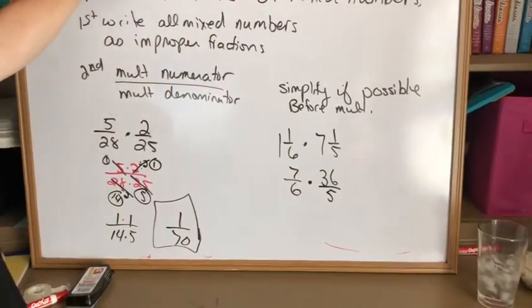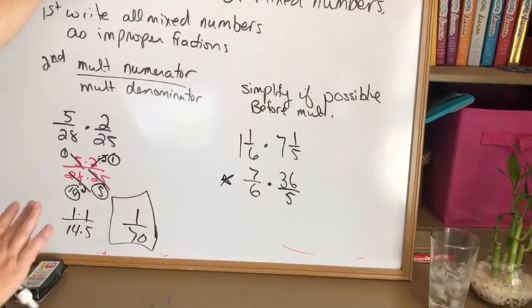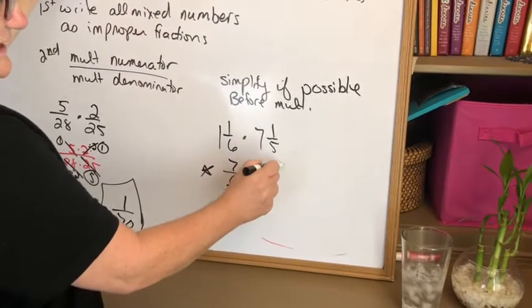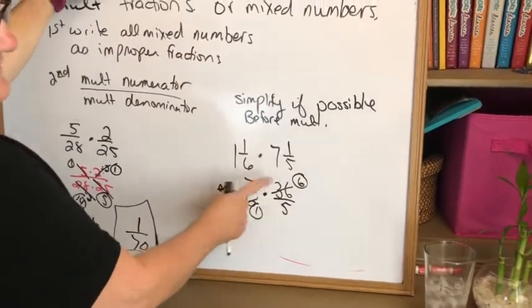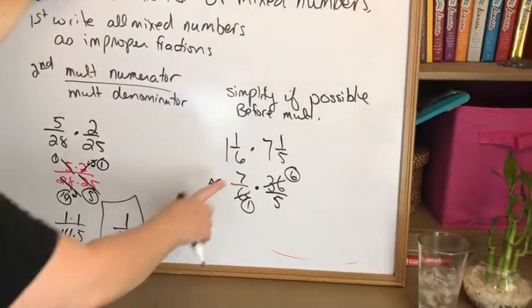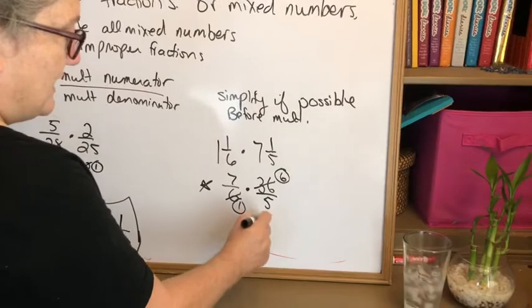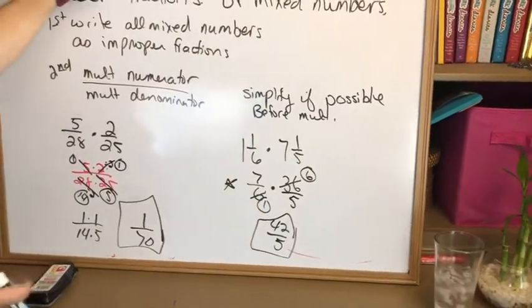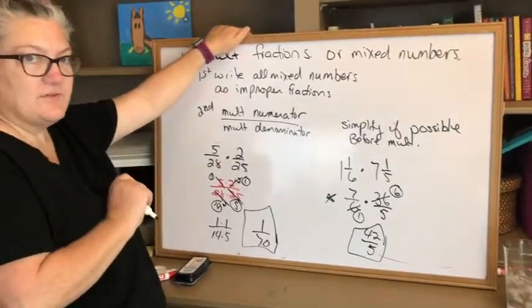Okay, and now we simplify here before we actually multiply because it's a lot easier to simplify out a 6 and a 36 to make this 6, make this 1, than it is to multiply 7 times 36. So 7 times 6 is 42 over 5, and we can keep them as improper fractions unless it tells us to make them mixed numbers. So 42 over 5 is perfectly fine to keep.